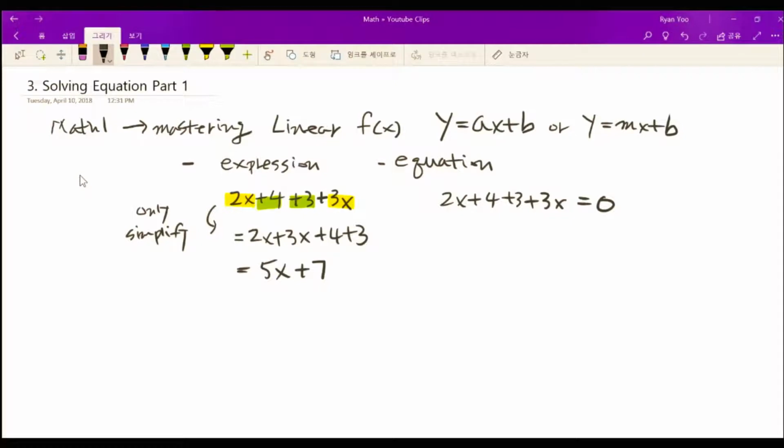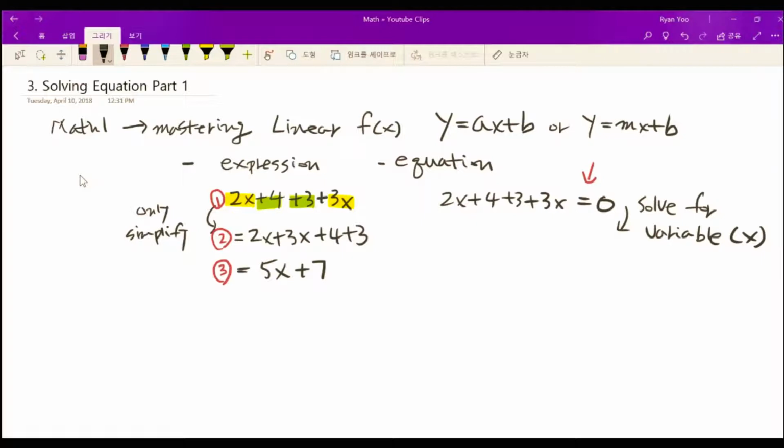So at the end of the day, from the very beginning, we start off from here, the expression, number 2, we combine like terms, and number 3, finally 5x plus 7. However, the moment you have an equal sign, for example, an equation, set equal to 0, the idea of an equation is you can actually solve for the variable. In this case, your variable is x.